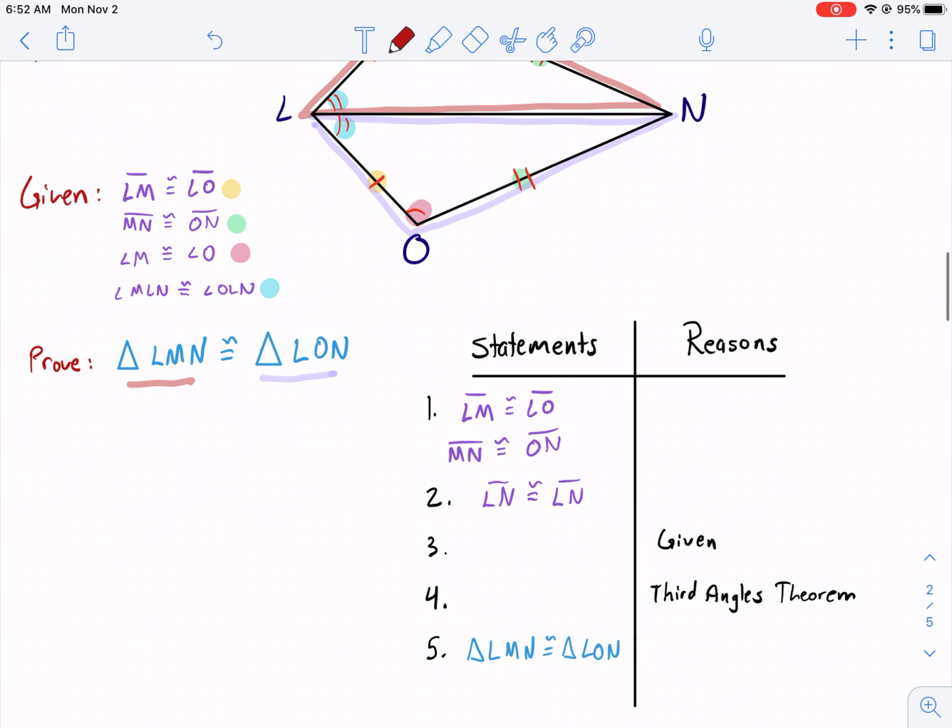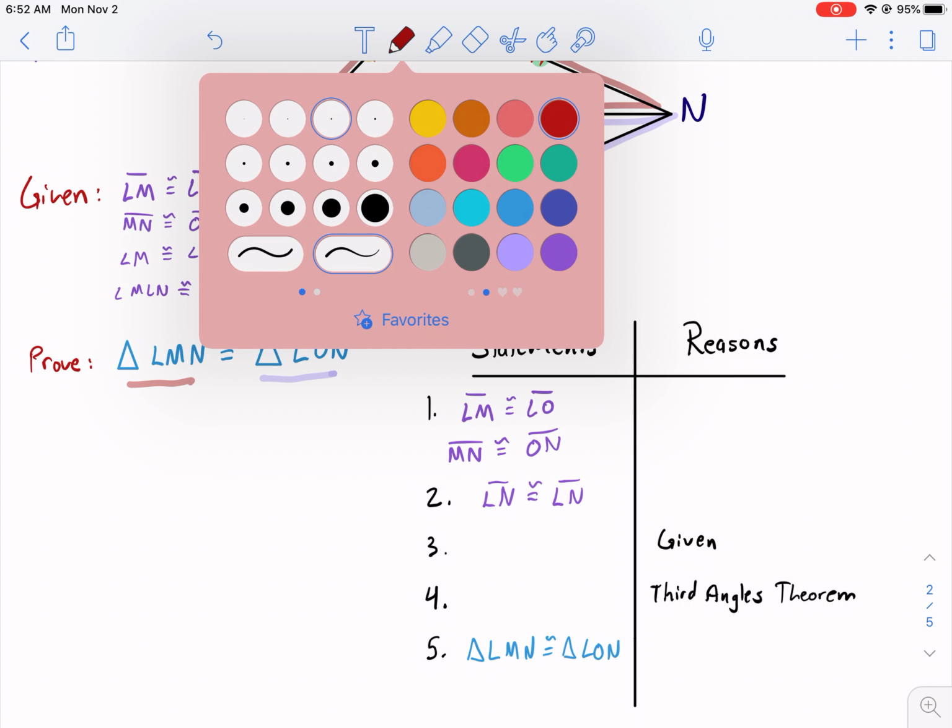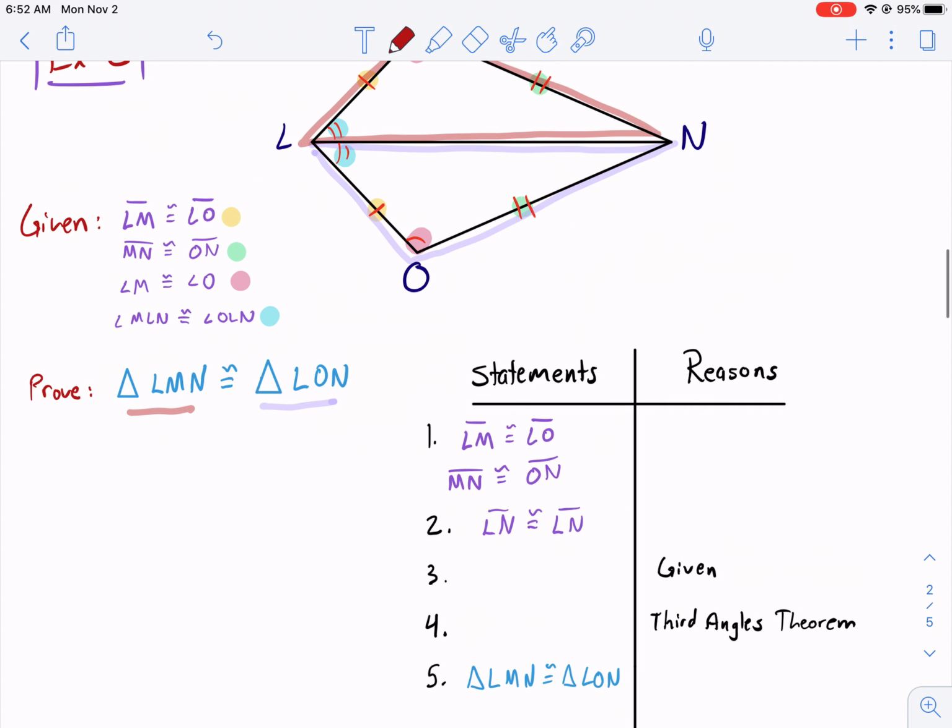So let's get right into the statements at this time. So we have LM is congruent to LO. That is given. Okay, that was given here. MN and ON, that was given. Okay, we can actually list this because it applies to both of these. So we'll just say given and we'll move it down kind of like in the middle. So we see that both of those are given.